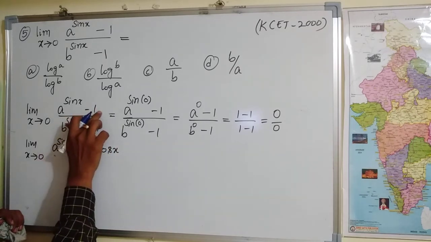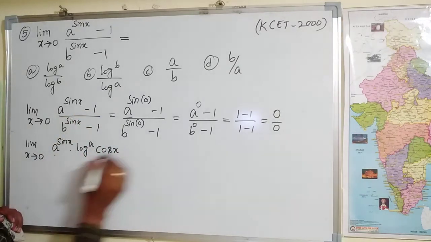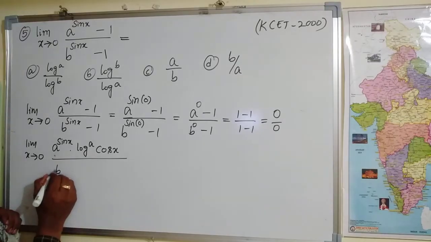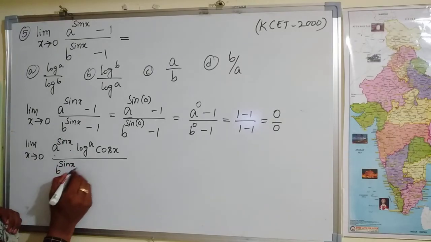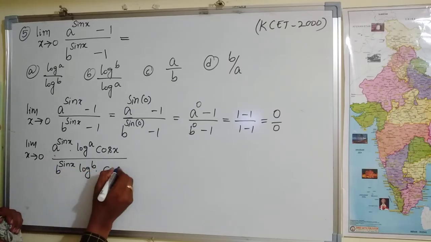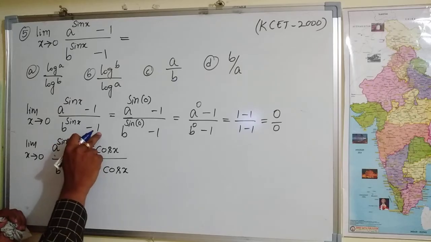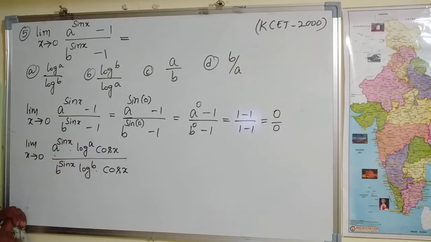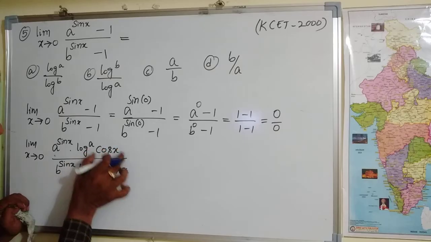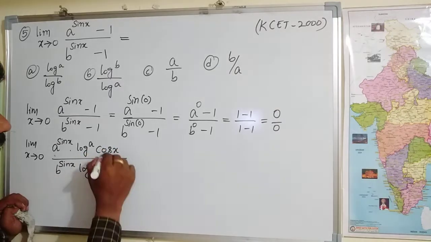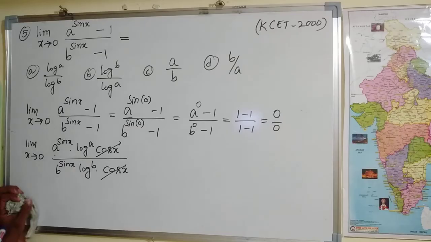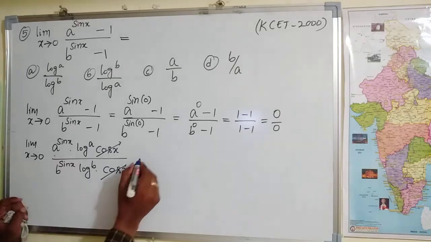Minus derivative of 1 is 0, divided by b to the power sin x into log b into derivative of sin x is cos x. Second term, derivative of 1 is 0, no need to write the result. Next, observe here cos x, here we have cos x, same term, this result is cancelled. Next, directly here we substitute 0 in the place of x, we get the result.